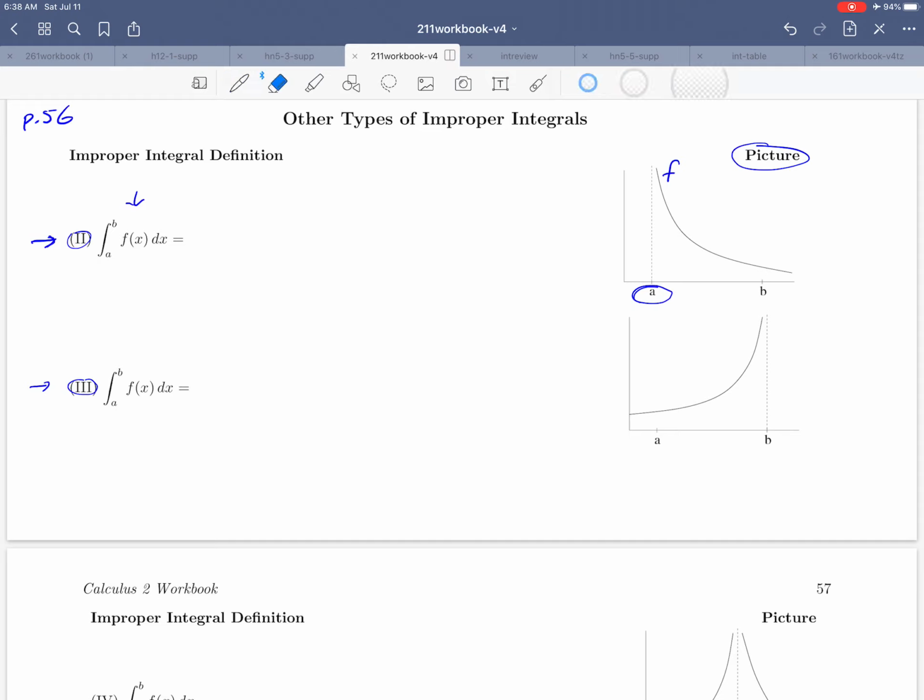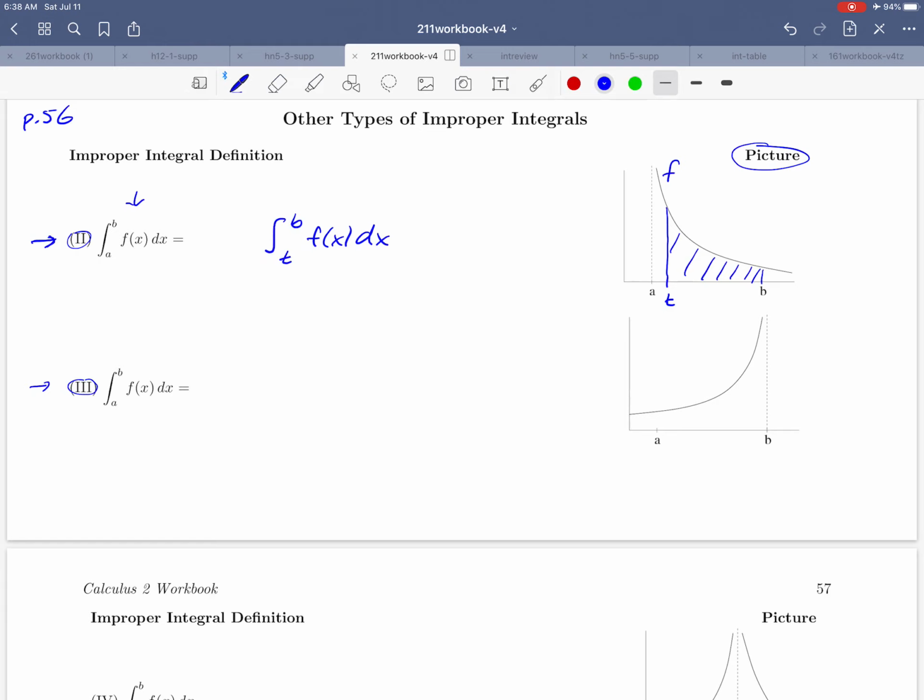So what we need to do is to stay away from that left-hand endpoint of a, that asymptote. So what we'll do is pick a number that's reasonably close to a, a little bit to the right of it. We'll call it t. And we're going to integrate from t to b. That should be safe because we're staying away from that vertical asymptote. So we'll start by integrating from t to b.